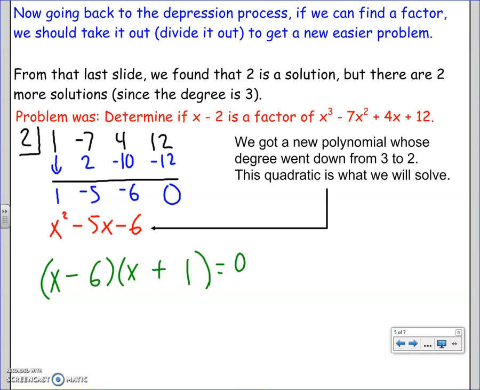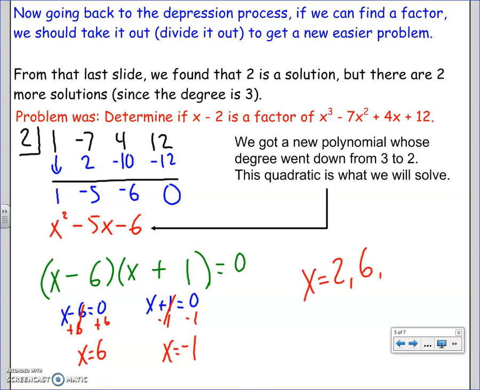I'm going to solve this. If I say x minus 6 equals 0 and x plus 1 equals 0, I can find the remaining two roots. If you add 6 here, x equals positive 6. If you subtract 1 here, x equals -1. So the three answers to the original problem are x equals 2, 6, and -1. So I just solved that original cubic equation.